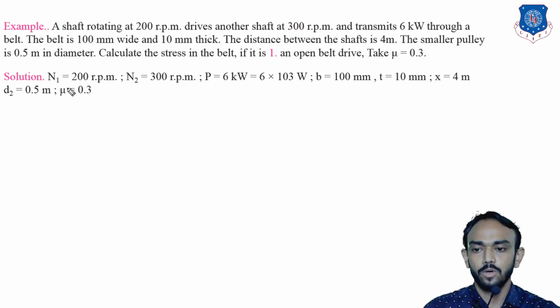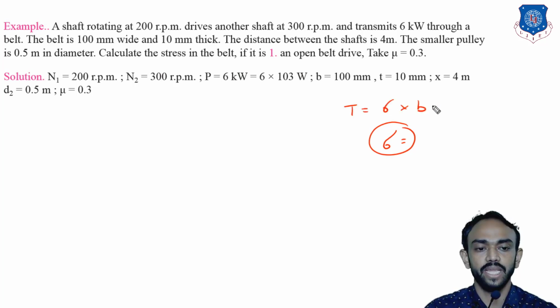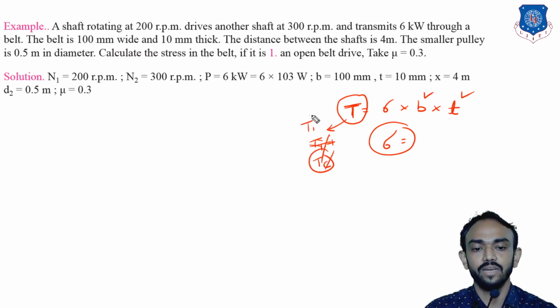First of all, we want to find the stress here, and for stress there is only one equation: tension is equal to stress into b into thickness t. B is given, thickness is given, but we have to find the maximum stress and maximum tension. Maximum tension is equal to T1, the tight side, because centrifugal tension is not given, so we will not consider Tc here. Only the tight side T1 will be the maximum tension. So we will find the tight side, and after that we will find the stress.